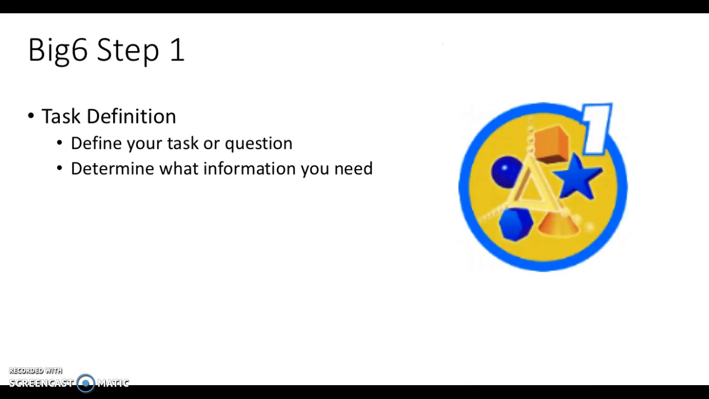In review, step 1 is task definition. This is where you're going to define your task or your question, and you're going to determine what kind of information you need. This is very much the brainstorming part, the very first step that is getting you going and lets you take some time to get your question ready and just get yourself ready for everything that needs to be done in your research process.